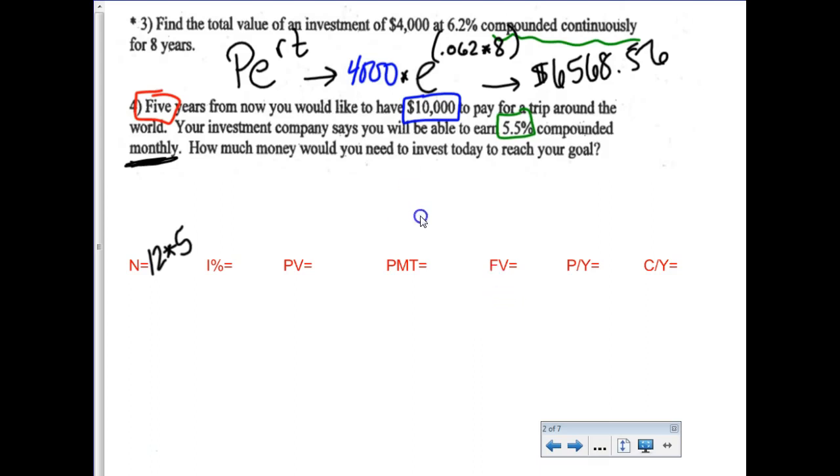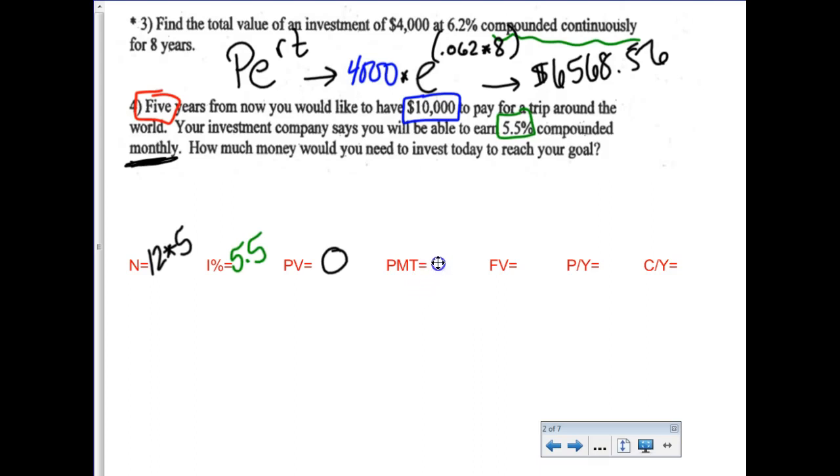And then for the app, the interest rate is not going to be written as a tiny decimal. So 5.5 is what we're going to write for interest. The present value of your account is empty, so you got nothing. And you're not going to add any additional money.